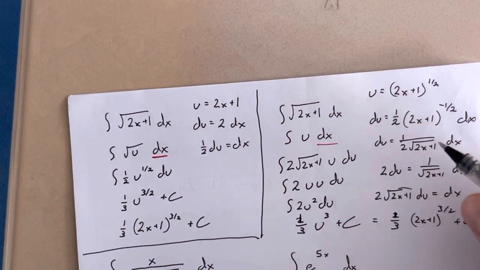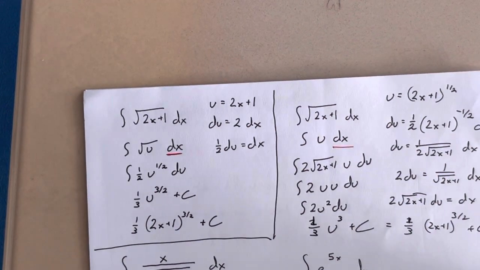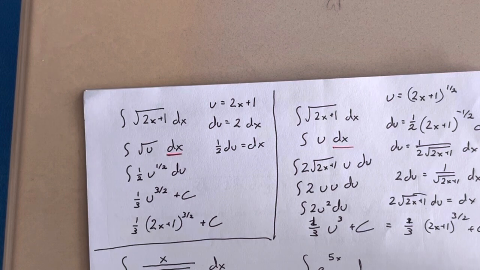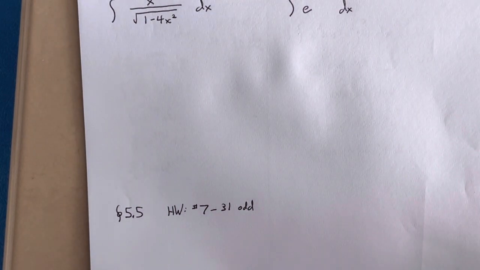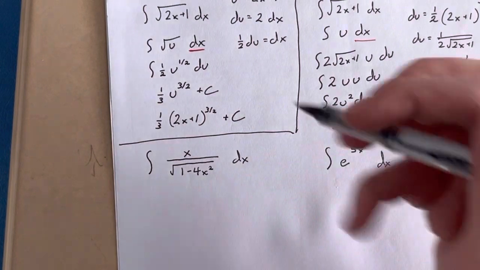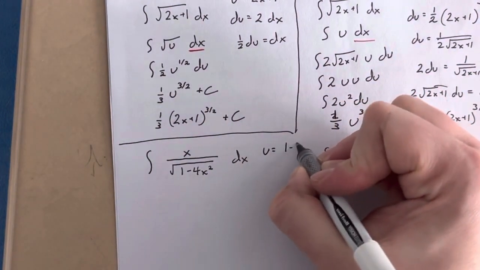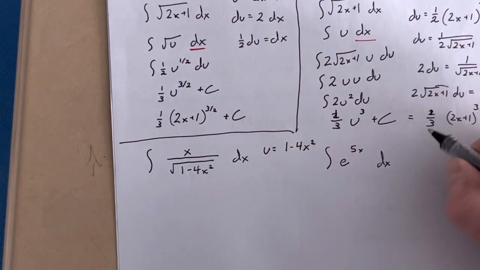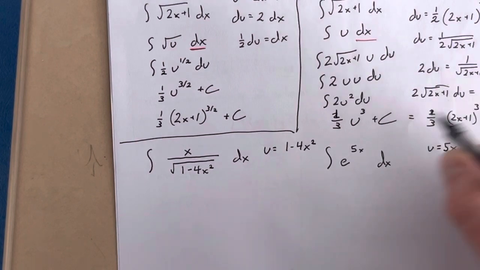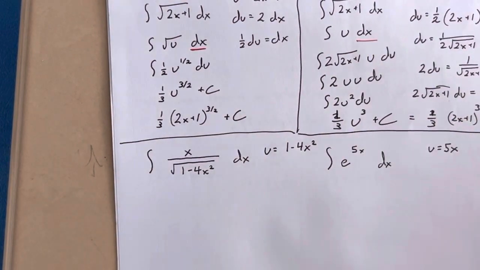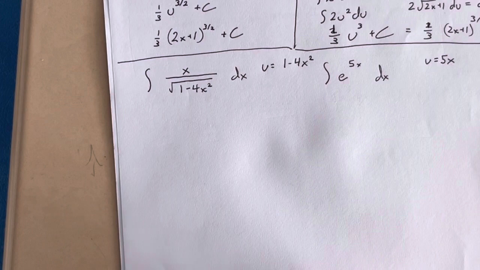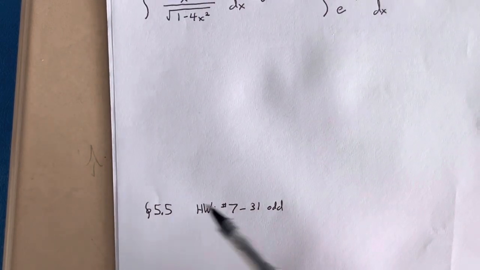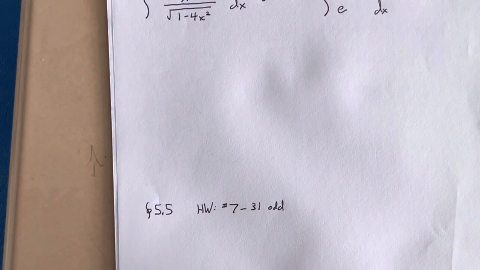Our video is already running 10 minutes, so I'm not going to get to these two because I don't want us to be too long here. But our homework here, we're going to be looking at 7 through 31 odd. If you want to go through these two as well, just to give you a little heads up, our u there is going to be 1 minus 4x squared, and our u here is going to be 5x. Okay, we should still be able to complete the 7 through 31 odd. We're in section 5.5.